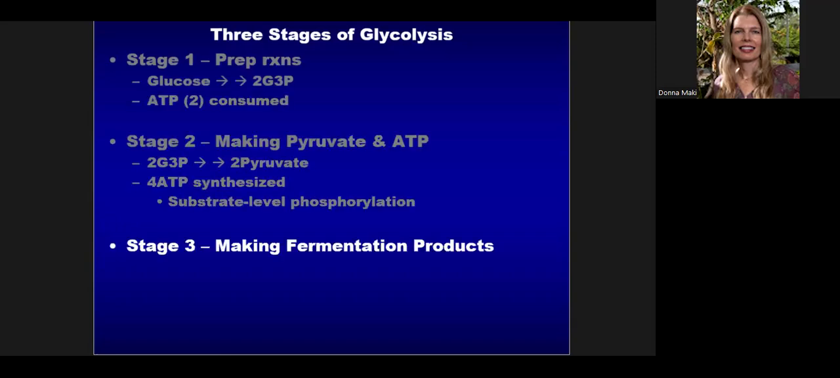Stage 3. This is something our bodies don't tend to do very frequently because of the way we're designed. But many microbes will go into stage 3 all the time. So stage 3 is making the fermentation products. So you're going to start with pyruvate again. We left off there. So what's going to happen to pyruvate? A lot of different things is the short answer. You can get that pyruvate shunting into a variety of different pathways. And those are the different fermentation products.